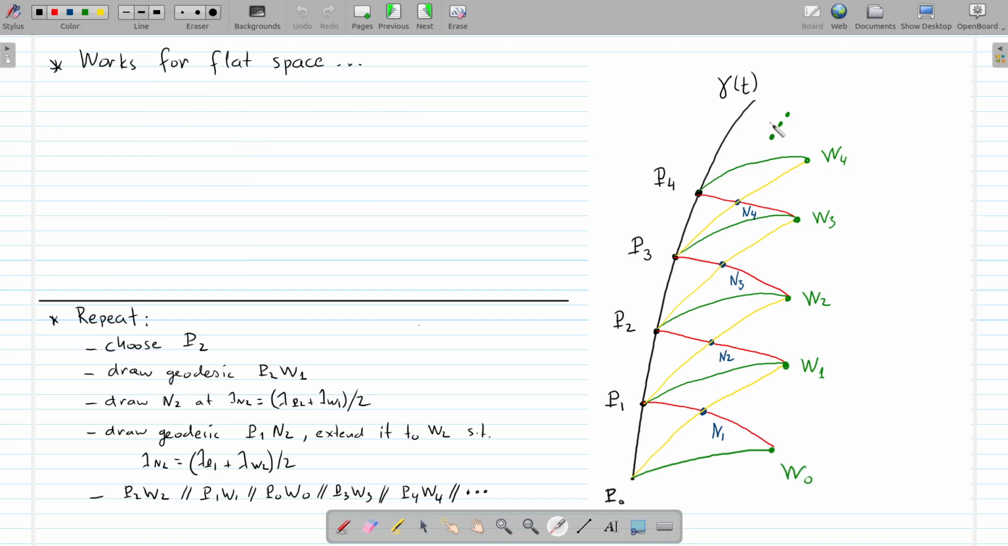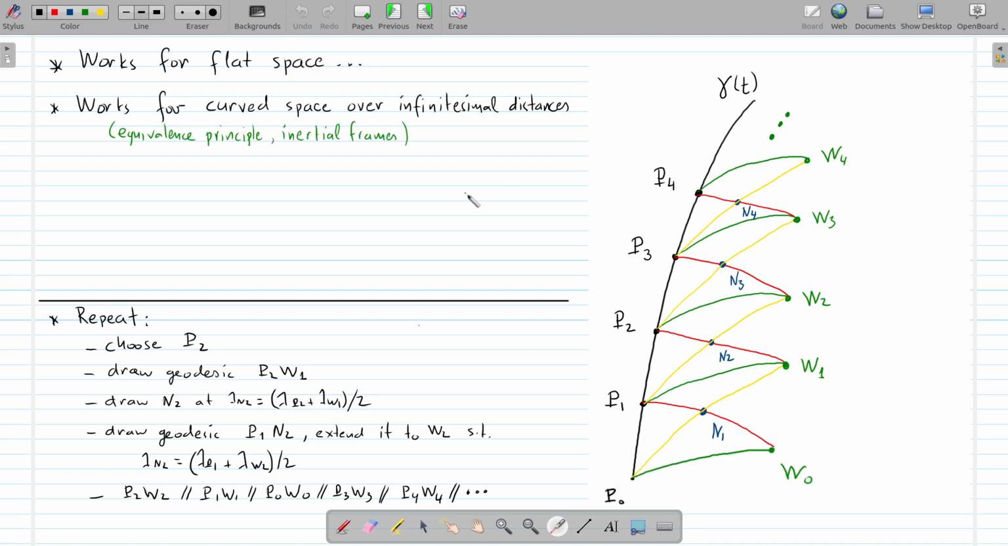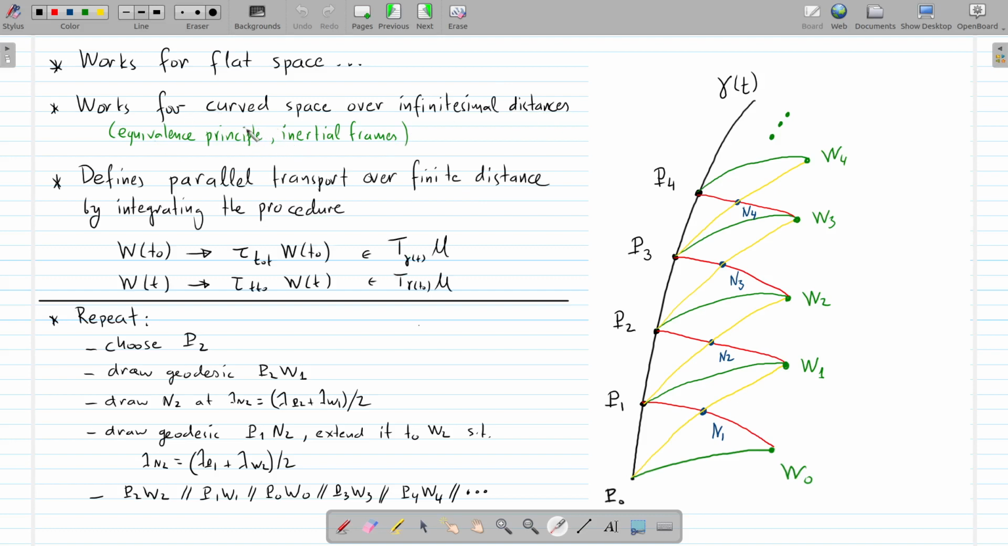You see that it works for flat space. If you do this construction on flat space, and all these are straight lines, then indeed you construct line segments that are parallel to each other in a trivial way. Now we assume that this works also for curved spaces over infinitesimal distances, and we use the equivalence principle to argue for that. So if we integrate this procedure, we can define parallel transport on the curve gamma over finite distances.